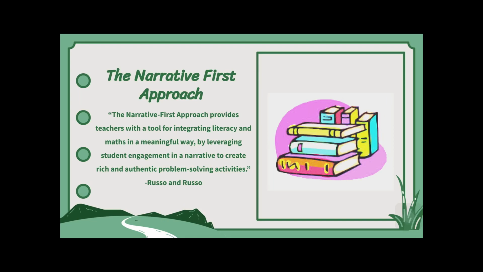The narrative first approach provides teachers with a tool for integrating literacy and math in a meaningful way by leveraging student engagement in a narrative to create rich and authentic problem-solving activities. This first strategy, during which the teacher starts with a piece of children's literature and reconstructs it through a mathematical lens, often is taught in 5 sequential steps.